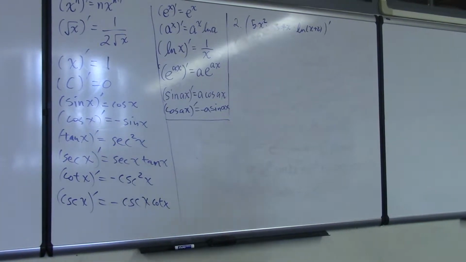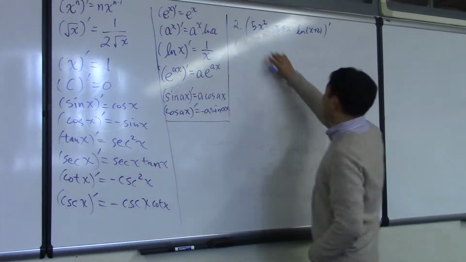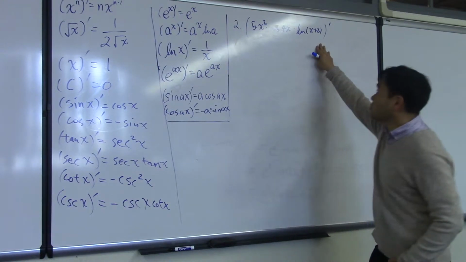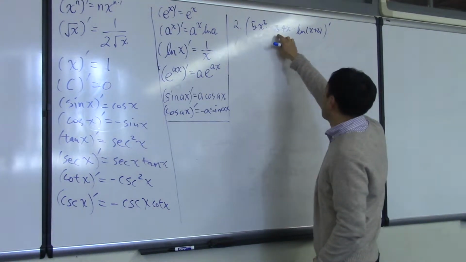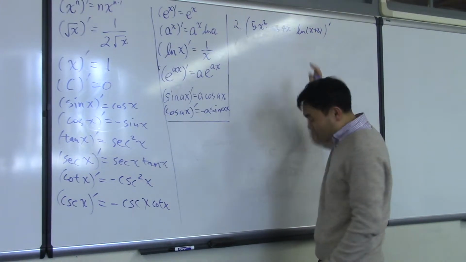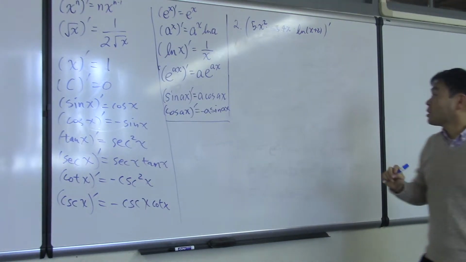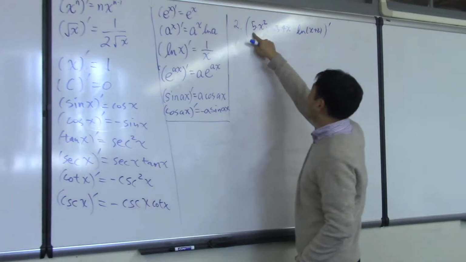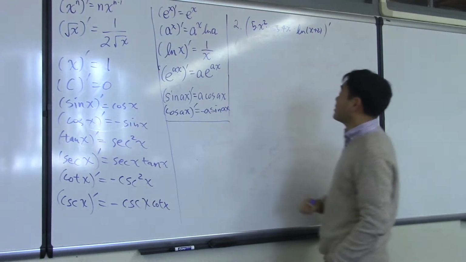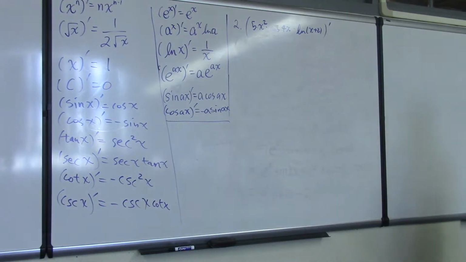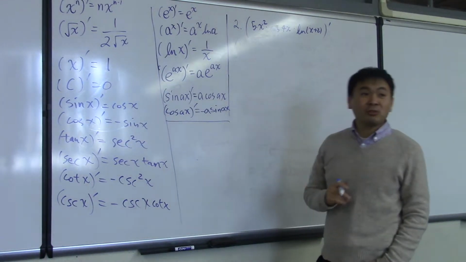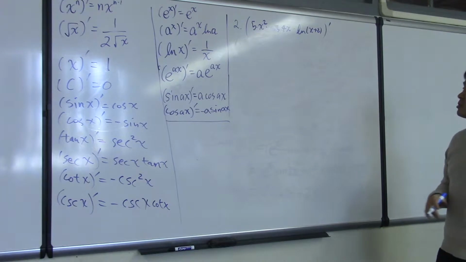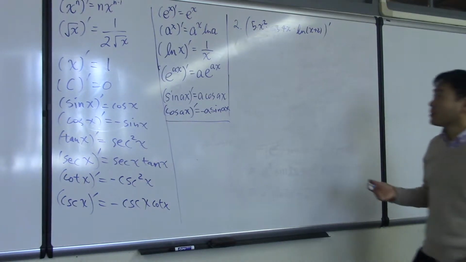Now this time, what we have here is what looks like a product of four things: 5x squared cosine 4x ln of x plus 2. However, you can really think of 5x squared as a single thing. It leads to the same exact answer. So let me first demonstrate what would happen if you consider these as a product of four things.